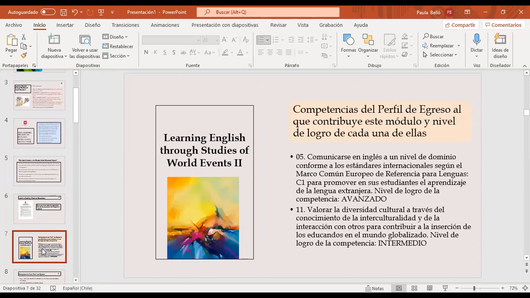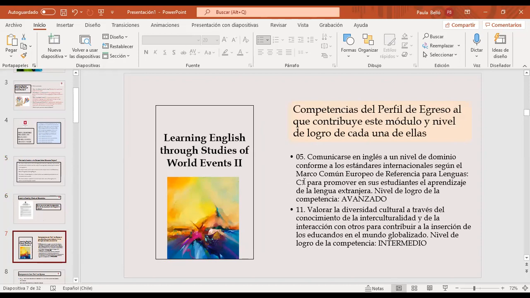If we check our competencies, this module, Learning English Through Studies of World Events, has two main competencies. Competence 5, communicating in English. And we know that we have high standards in this communication in English. We need to get to C1, that's an objective.